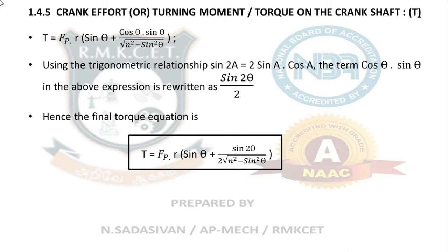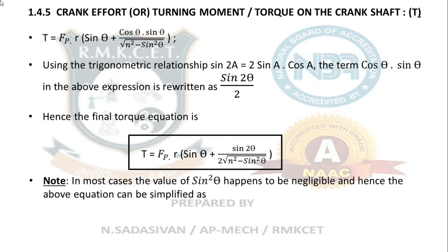Here we have an important note. In most cases the value of sin square theta happens to be negligible. Therefore this term will vanish, becoming very much negligible. Therefore root of n square minus sin square theta will become n. What will happen to your torque formula? Your torque formula will get simplified, with n in the denominator, so your formula will change. This is practically used in problem solving.